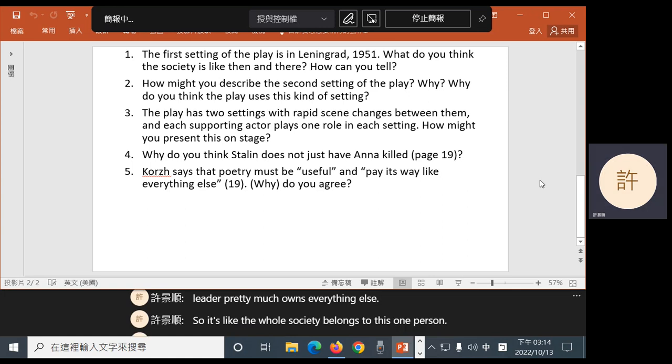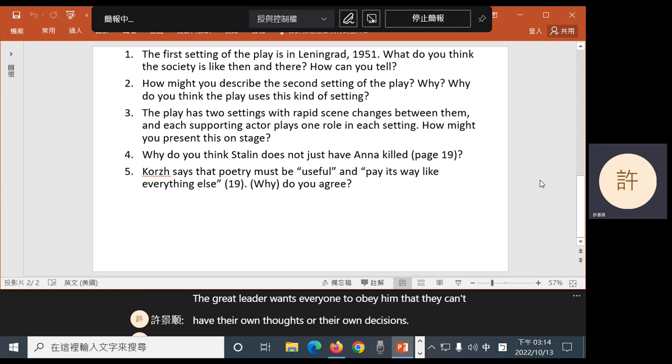And in this situation, at the end of scene one, Akhmatova says, they want us to die while we're still alive. And group five says this means that the great leader wants everyone to obey him, that they can't have their own thoughts or their own decisions.